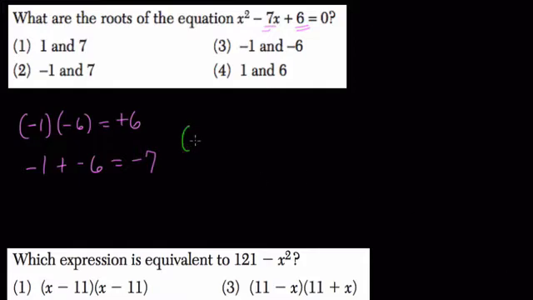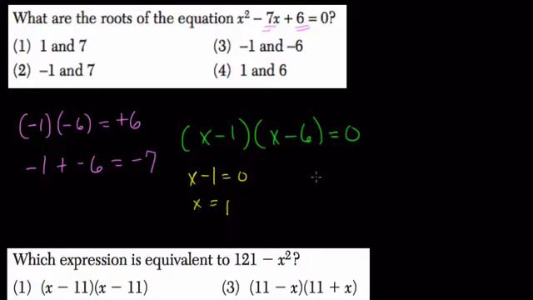This allows us to get into factored form. x minus 1 times x minus 6 equals 0. And this is nice because now the product of these two numbers is 0, so one or the other, or both of them, are 0. If x minus 1 is 0, x equals 1. If x minus 6 equals 0, x equals 6, and those are your two roots.